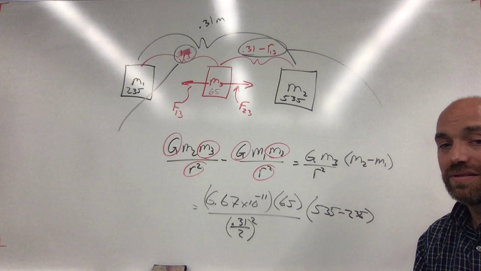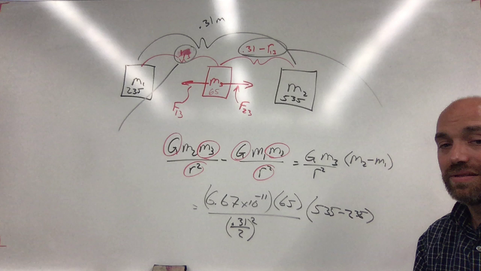So you have G, M1, M3 divided by R13 squared has to equal G times M2 times M3 over R23 squared. This is the force on the left, and this is the force on the right, and they have to be equal to each other. Now, instead of R23, we're going to call this distance up there 0.31 minus R13 and square the whole thing. And now we're going to solve this miserable little equation for R13.